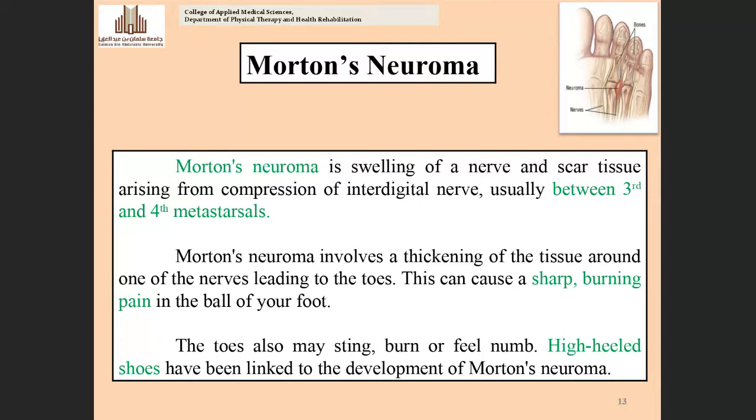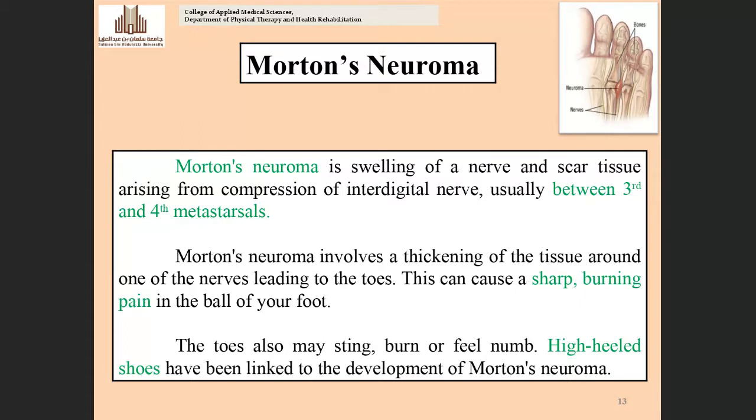Yes. Right. So this is a type of neuroma which is compressed between the third and fourth metatarsal bones. In the foot you have 5 metatarsal bones: 1, 2, 3, 4, and 5. You can see this picture.